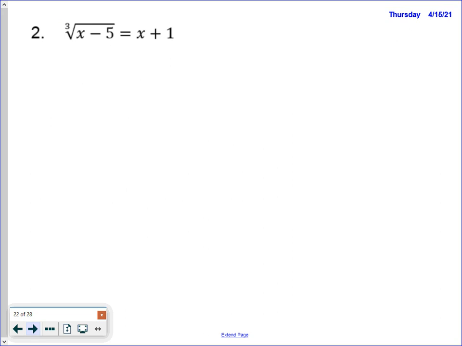So on to number 2. We have the cube root of x minus 5, and that equals x plus 1. So we're going to cube both sides to get rid of that cube root.